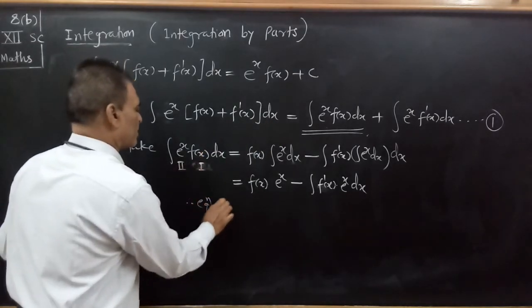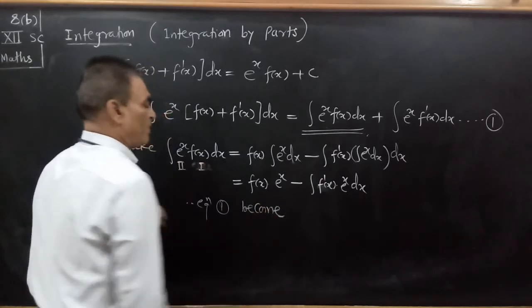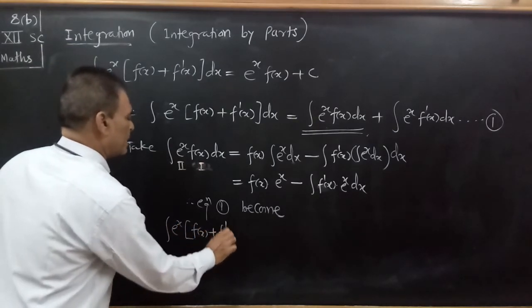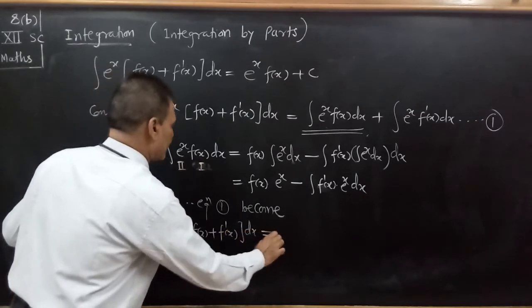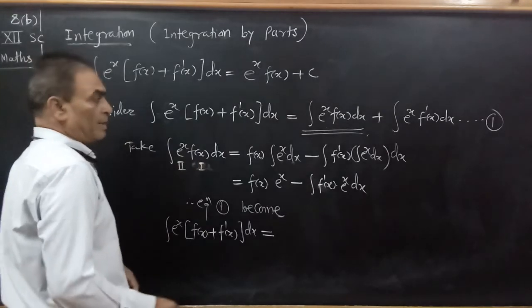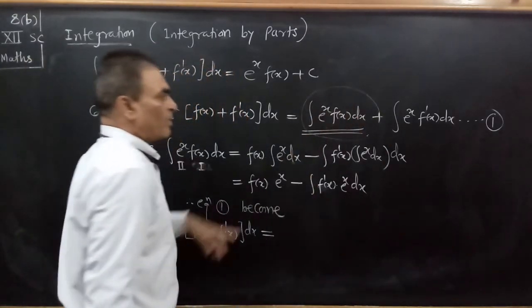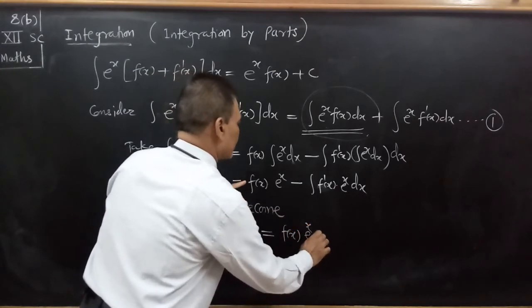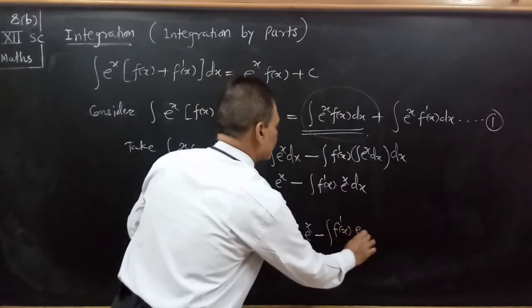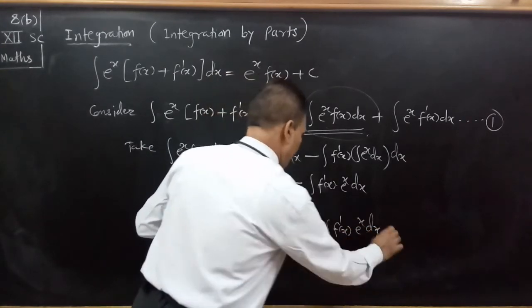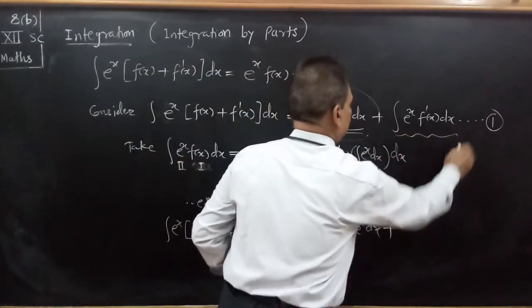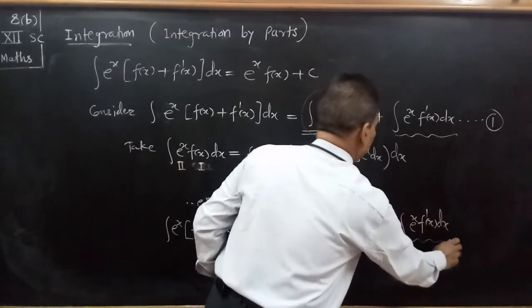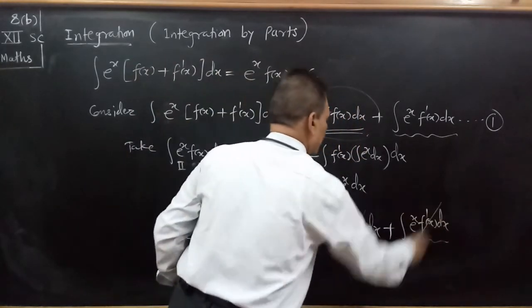Therefore, equation 1 becomes integration of e raised to x into bracket f of x plus f dash x into dx is equal to, replacing the value of integration of e raised to x f of x dx, f of x into e raised to x minus integration of f dash x e raised to x dx, plus the remaining part as it is, integration of e raised to x f dash x dx. Then cancel this minus and plus term.